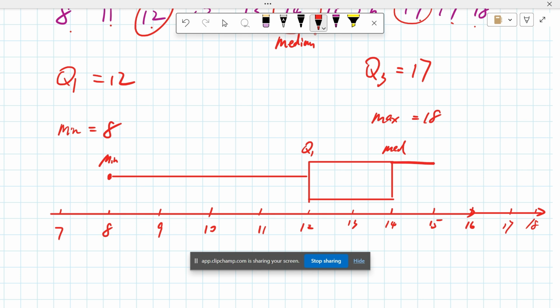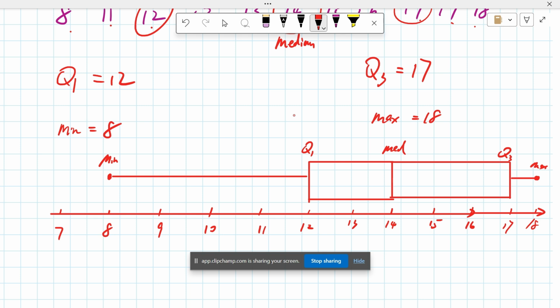And 17. Come on, man. Come on, show me. There you go. So we got this nice, beautiful box plot. And the maximum. Look at that. Perfect. Max. Oh, there you go. That's what the box plot looks like.